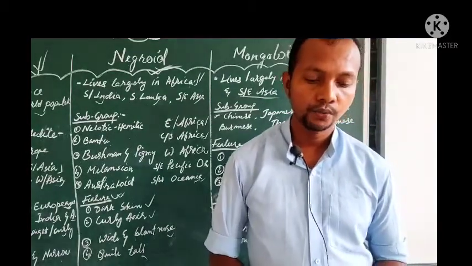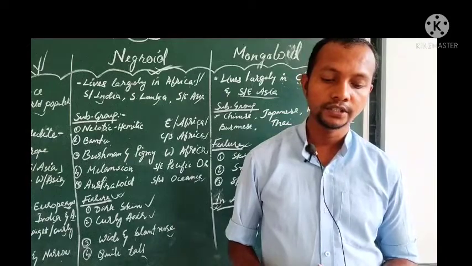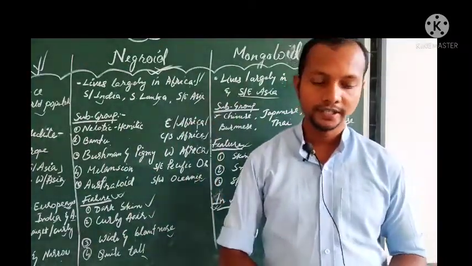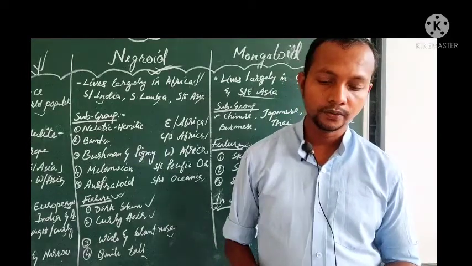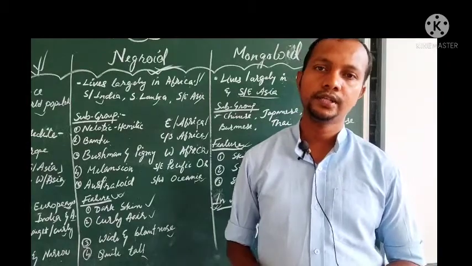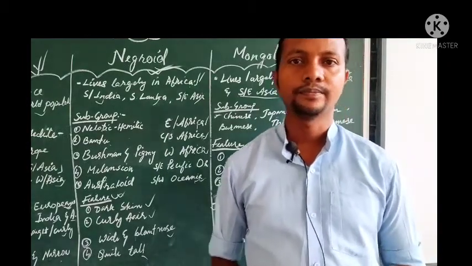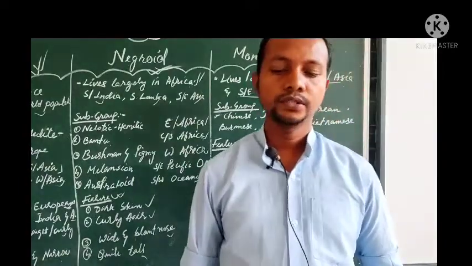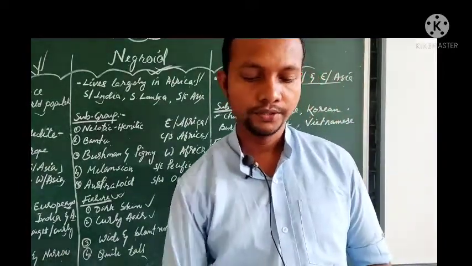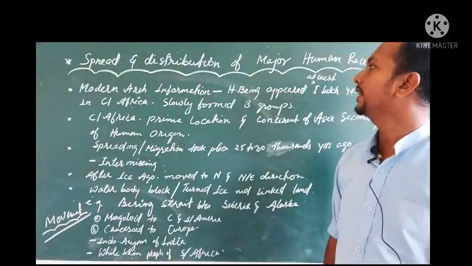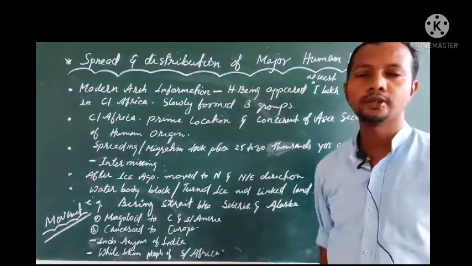And another question was, what are the major divisions of the human race? They are these three major divisions, you have already seen it. And another question was, what is the birthplace of human beings or the human race? And that is Africa, the central part of Africa. Now dear friends, let us try to see the other portion of your chapter. Now let us see the spread and distribution of major human races.